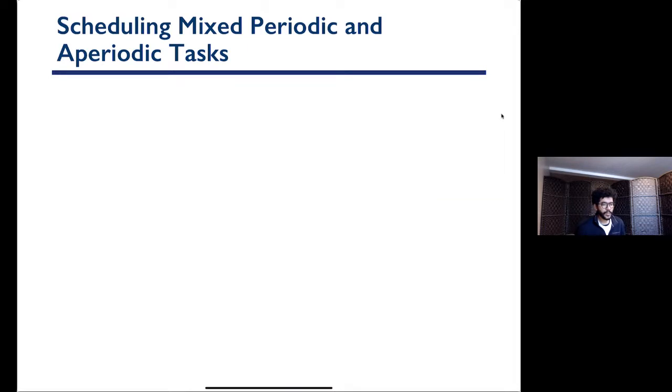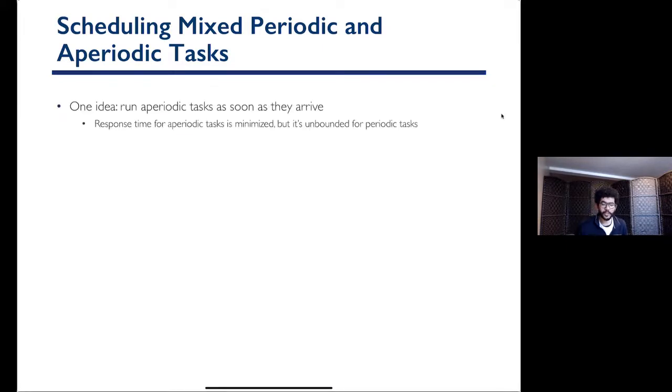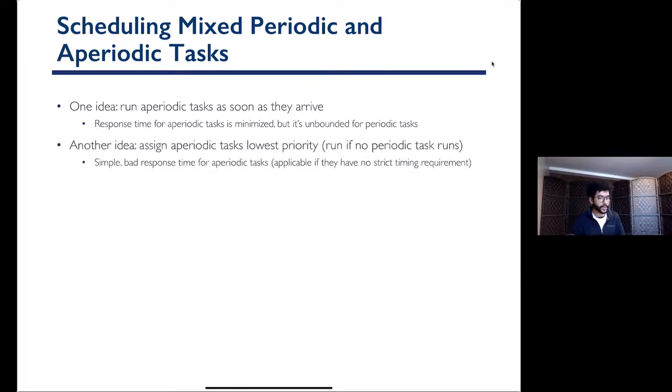Okay, now let's talk about scheduling mixed periodic and aperiodic tasks. Aperiodic tasks are the tasks that come randomly and they don't have any deadline. They don't have a period, they don't have a deadline. One idea is to just run them as soon as they come. So basically give them the highest priority in the system. As soon as an aperiodic task comes, start running it. Now, this is good for aperiodic tasks, but it has a negative impact on periodic tasks because you're jeopardizing the periodic tasks.